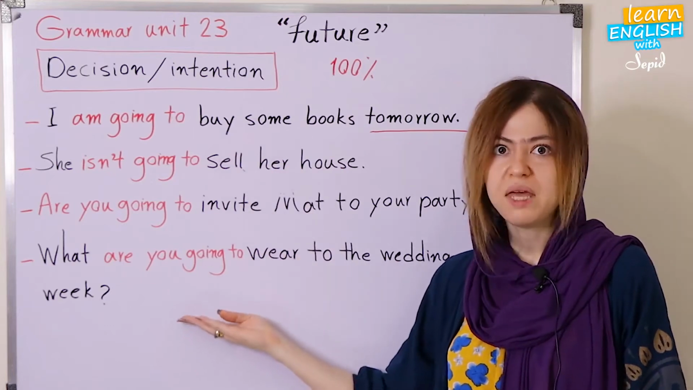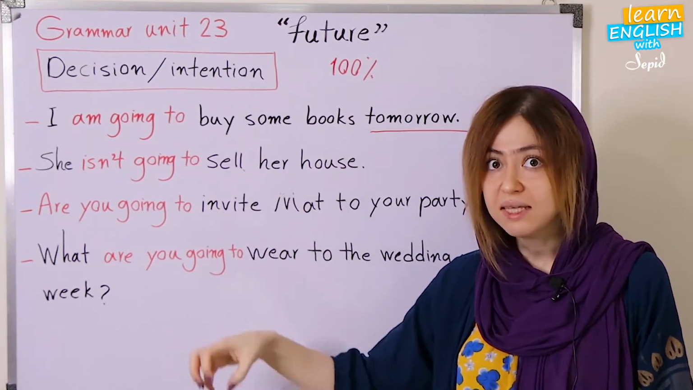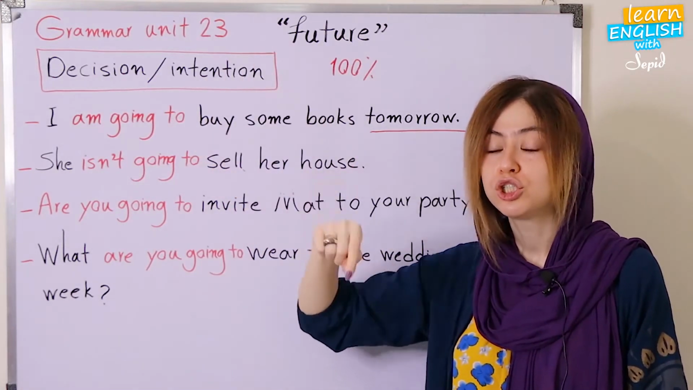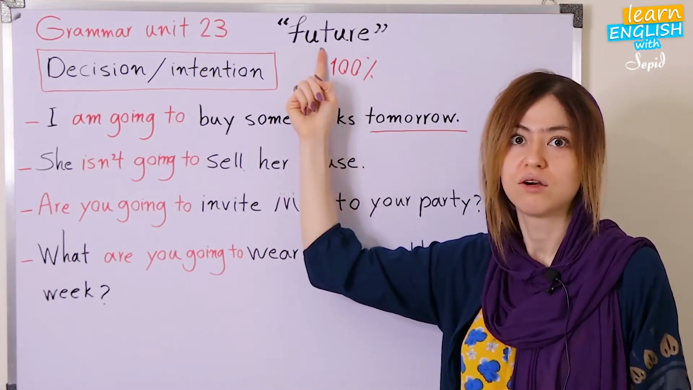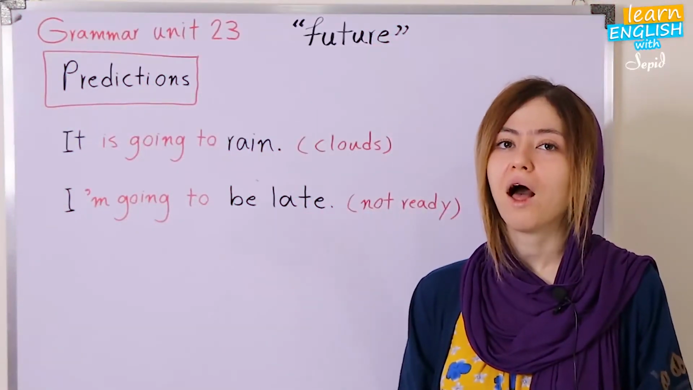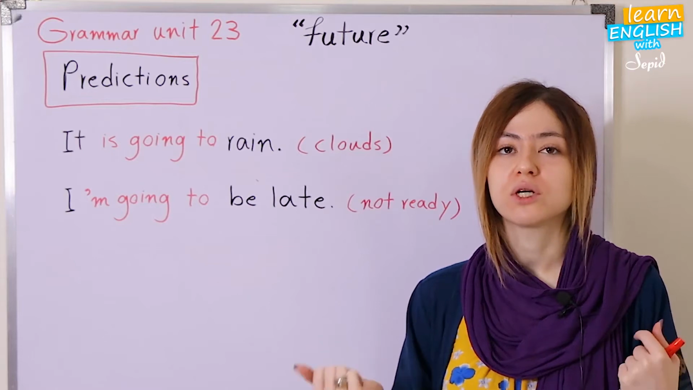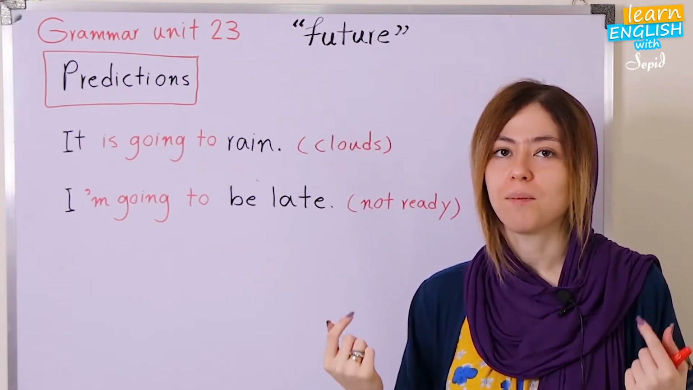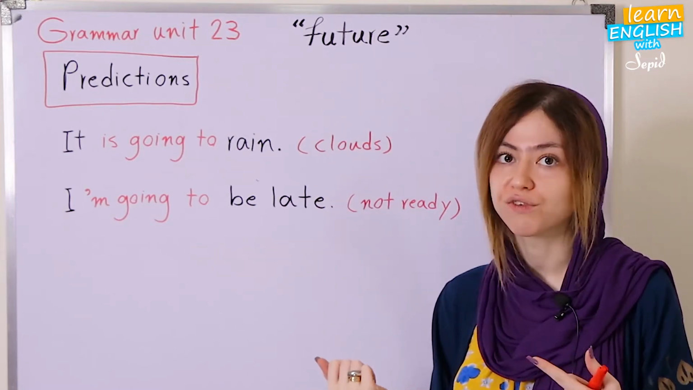So let's go. We use be going to in order to talk about the decisions we have made and we intend to surely do it in the future. Remember that. So, up to here, we said that we can use be going to in order to talk about our future intentions that we are sure about.